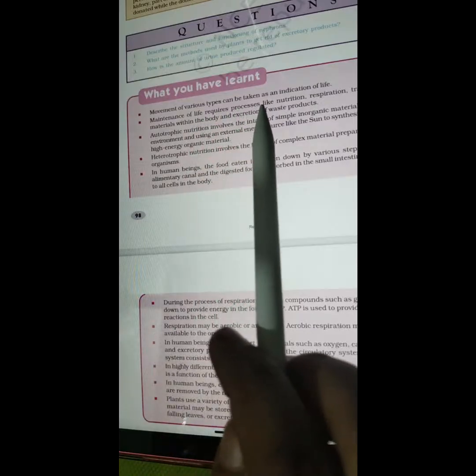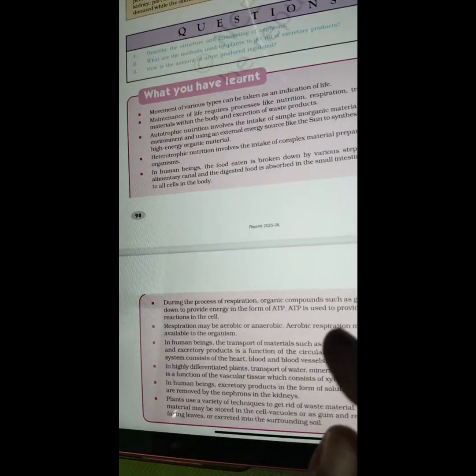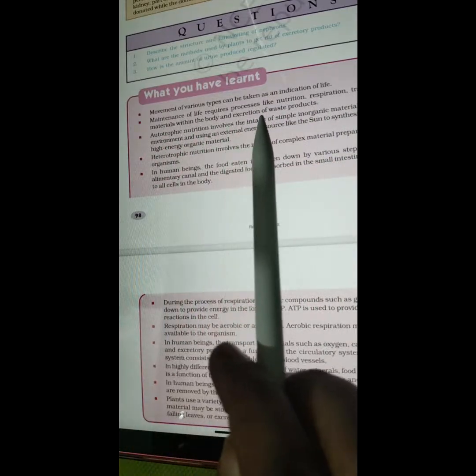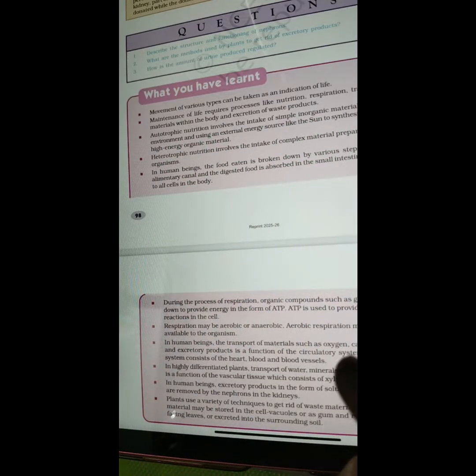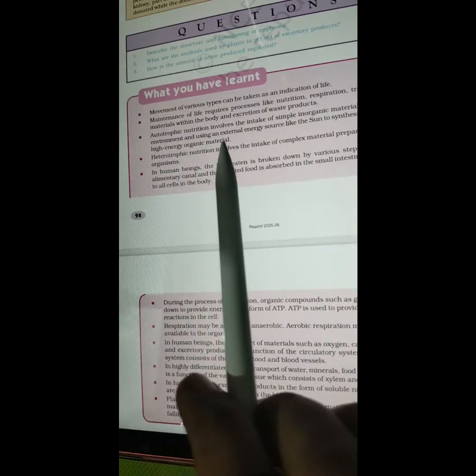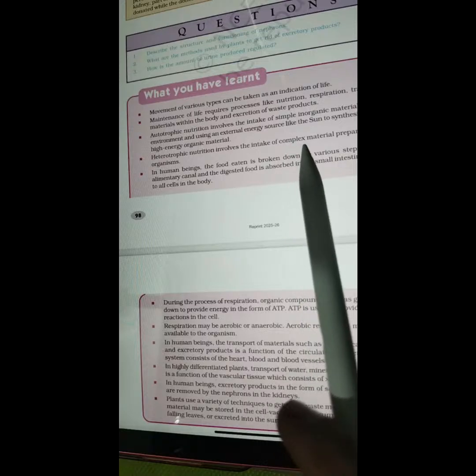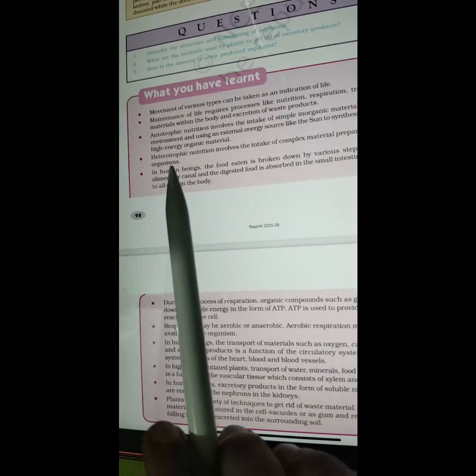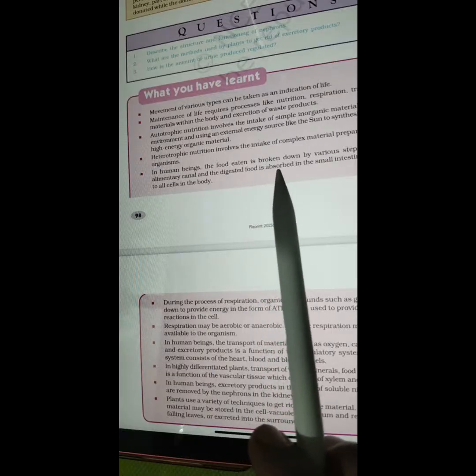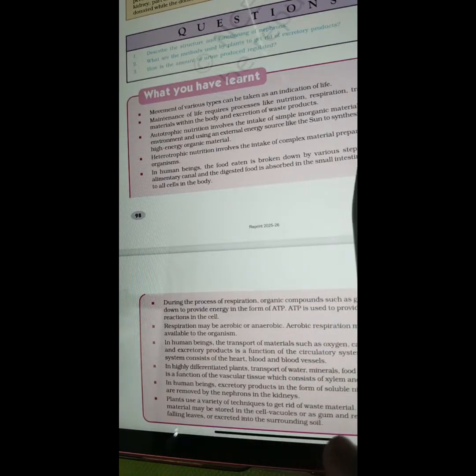Movement of various types can be taken as an indication of life. Maintenance of life requires processes like nutrition, respiration, transport of materials within the body, and excretion of waste products. Autotrophic nutrition involves the intake of simple inorganic materials from the environment and using an external energy source like the sun to synthesize complex high-energy organic material. Heterotrophic nutrition involves the intake of complex material prepared by other organisms. In human beings, the food eaten is broken down by various steps along the alimentary canal, and the digested food is absorbed in the small intestine to be sent to all the cells in the body.